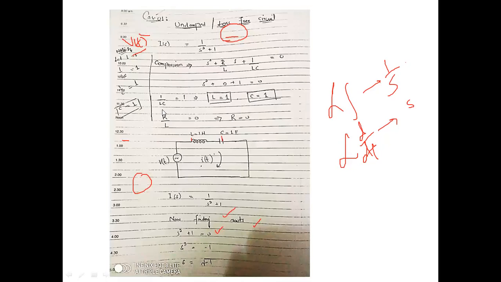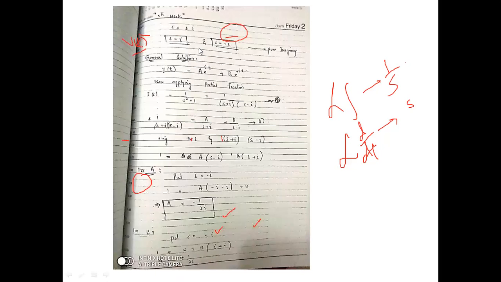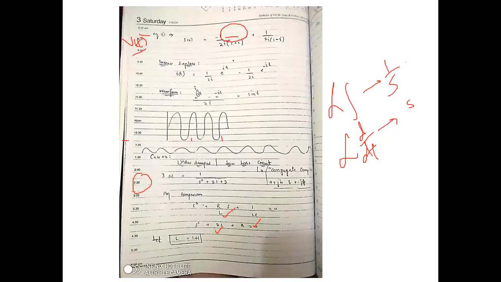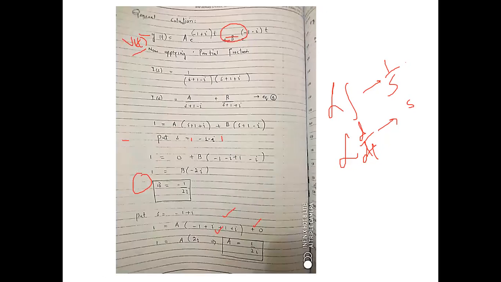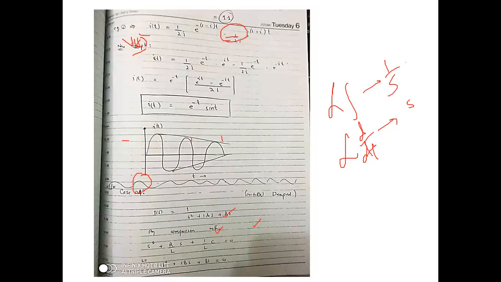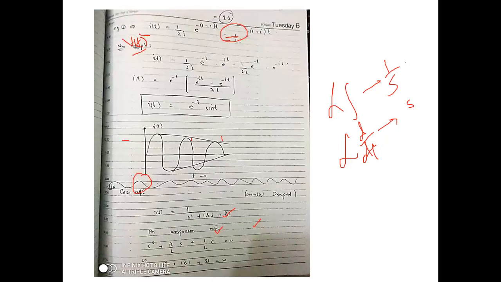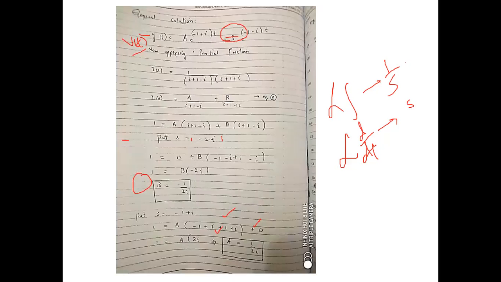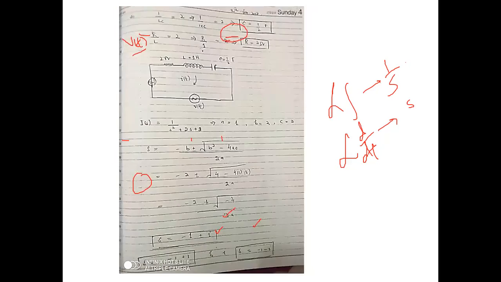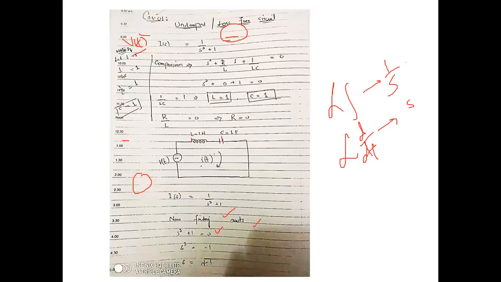Okay, now there are four cases as we have already discussed in the transients. The first one is the undamped or the loss free circuit. The second one is the underdamped. Okay, the third is overdamped, and the fourth is critically damped. So let's study it one by one.